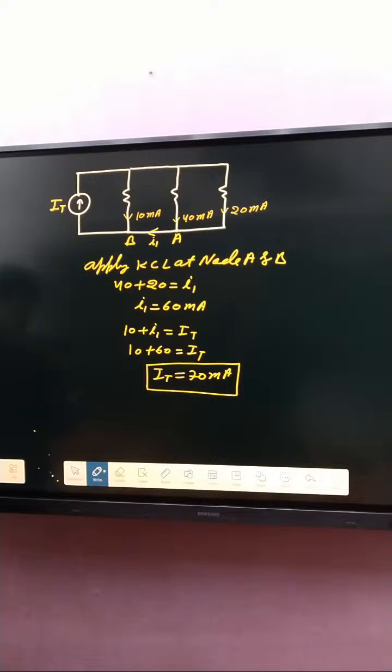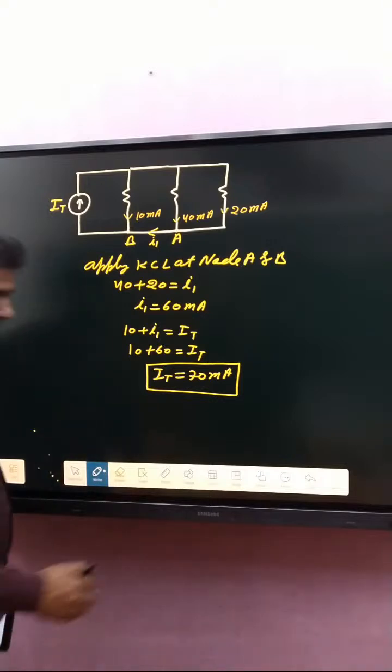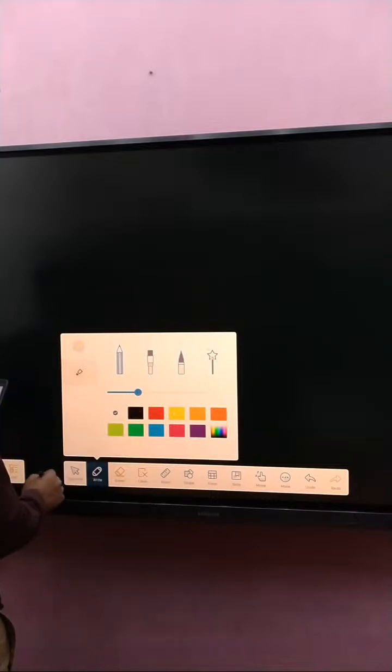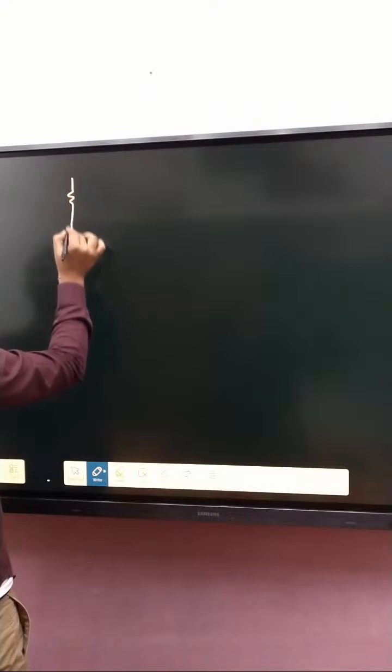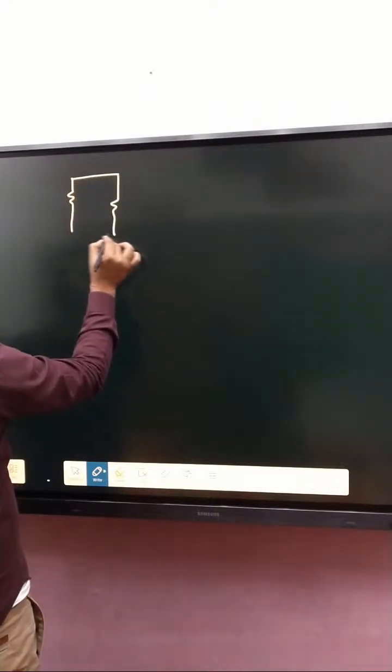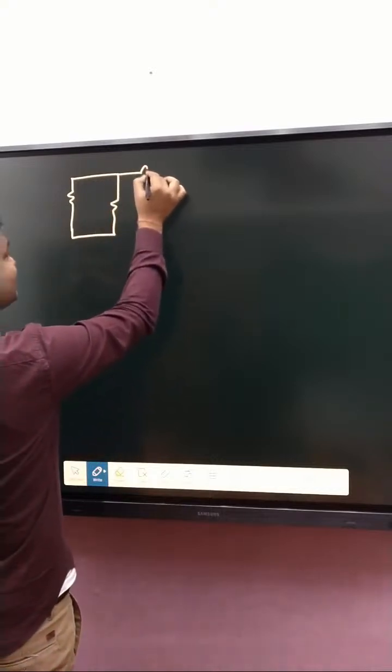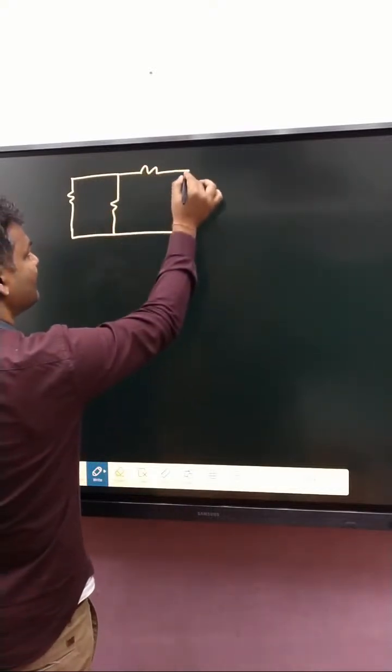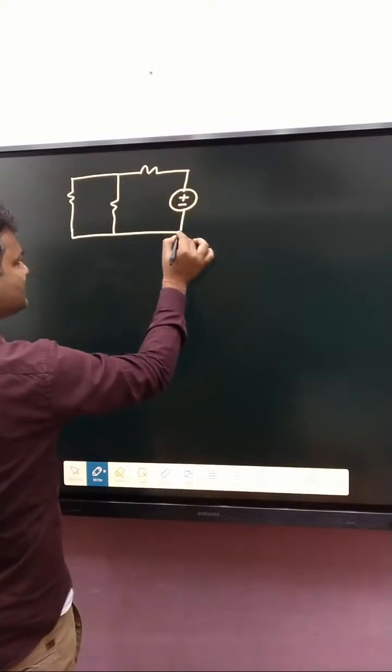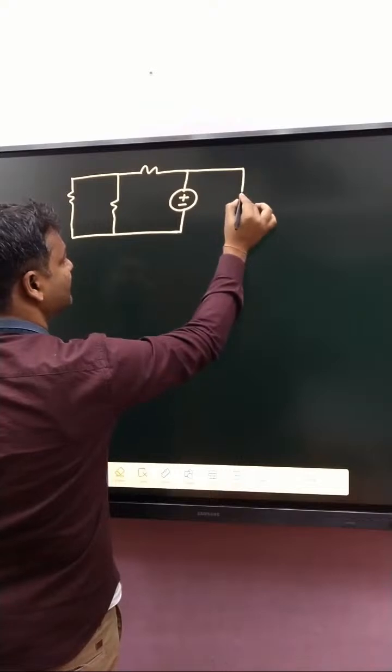Here all doubts are clear. So now we have taken another problem. Now the next problem: only resistances are given, whatever the resistances are. Here plus minus, that one is given.